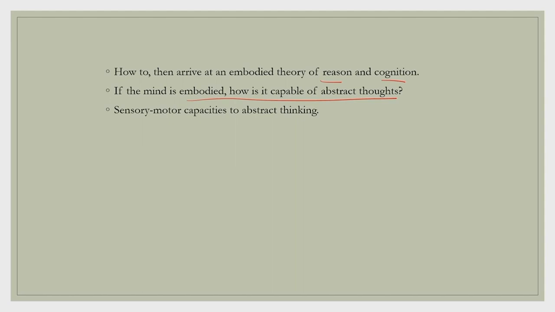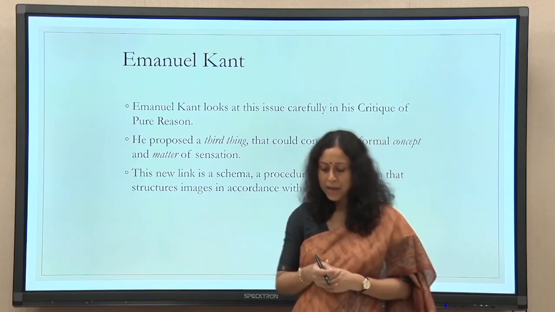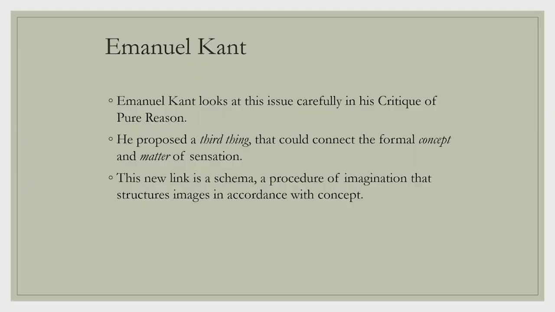So, the question that later philosophers are faced with is, going from sensory motor capacities to abstract thinking, what is the pathway, how do we arrive there? This is a philosophical question. One of the philosophers who tried to answer this is Immanuel Kant. Immanuel Kant looks at this issue very carefully in his Critique of Pure Reason, where he talks about a third entity, a kind of connecting link, sort of a missing link that connects the abstract and the lived, the higher, the objective and the subjective. And this third thing is sort of a schema. So, how is it structured, what is the nature of this particular third element?